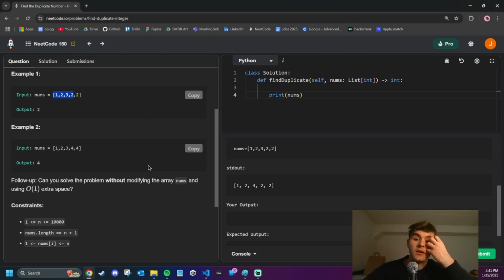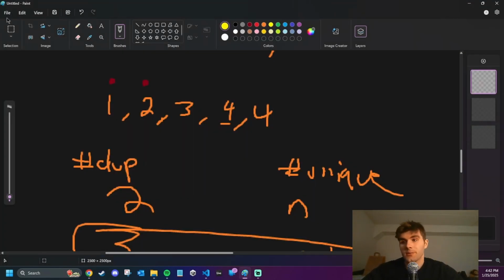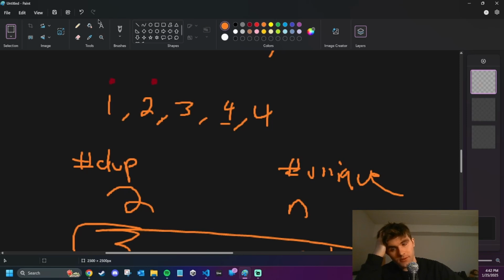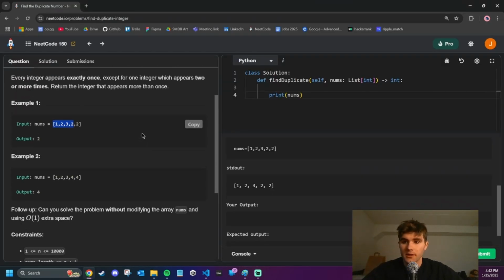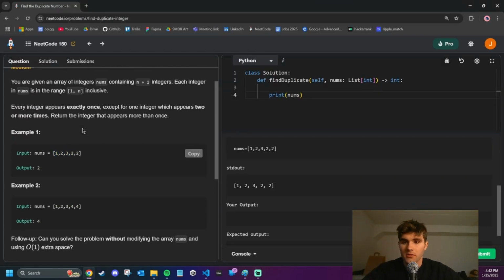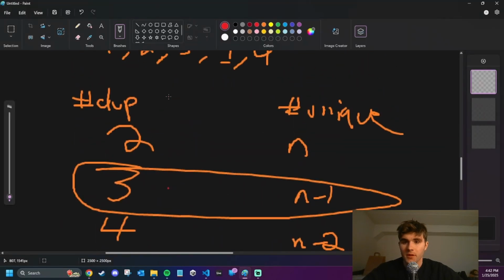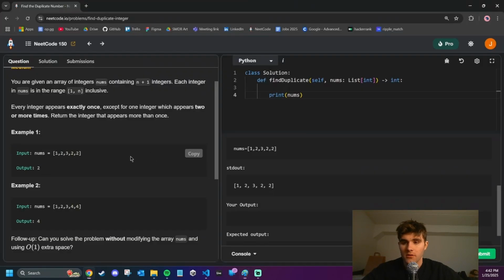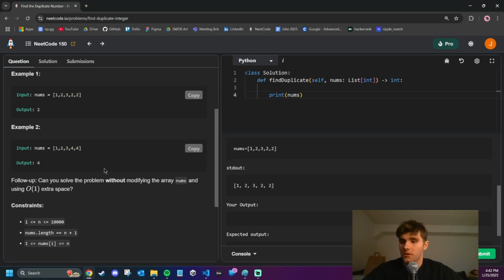So can you solve this problem without modifying array nums and using O(1) extra space? So constant space. I'm thinking we could have different pointers. We can't remember what we saw. They don't have to be sorted or anything like that, right? No. So I don't know how much we can determine.